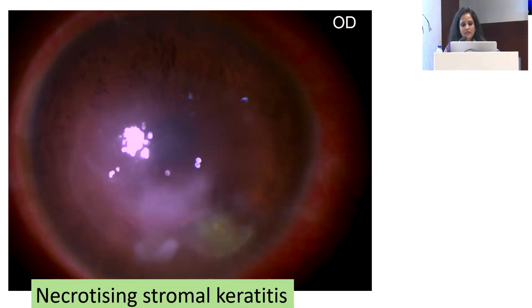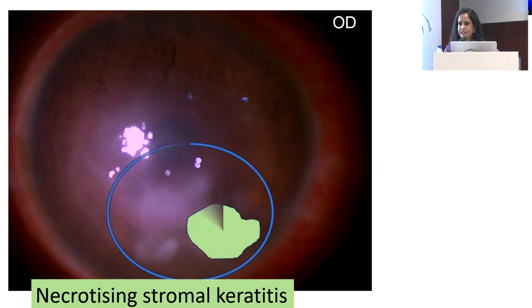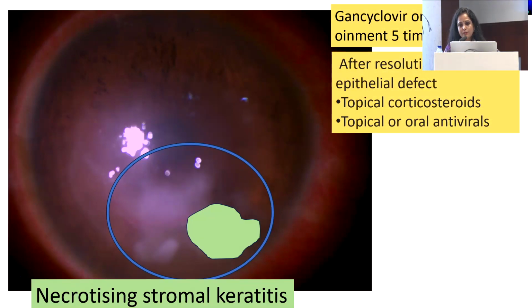The next is necrotizing stromal keratitis. Usually these patients have yellow to white stromal ulceration surrounded by dense infiltration with a clear stroma around. This dense stromal infiltration is due to a hyperimmune response to the viral replication in the stromal keratocytes. These patients should be treated with topical antivirals until the epithelial defect heals, and once the epithelial defect heals, you can give topical steroids and oral or topical antivirals as you would treat an immune stromal keratitis.